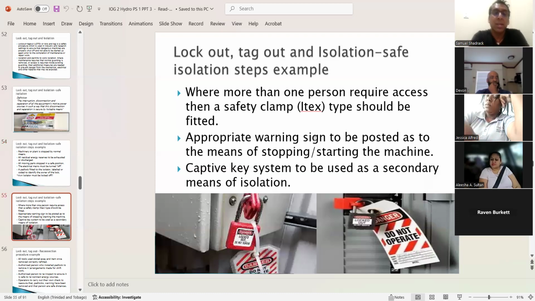Just reading, right? Same kind of heading. Where more than one person requires access, then a safety clamp of the Brady type should be fitted. But again, the keys to that, if there's a clamp, normally there's a key to open it, it's actually held by the authorized person. Appropriate warning sign to be posted as a means of stopping or starting the machine. Captive key system to be used as a secondary means of isolation.